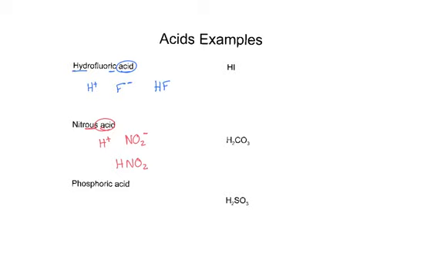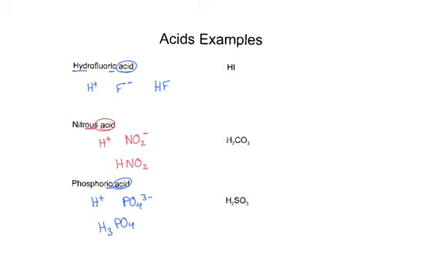Phosphoric acid. So "ic" acid without the hydro means it started with "ate," so phosphate. So phosphate is PO4, 3 minus. Acid means we have H pluses. So to make that neutral, you'd need 3 hydrogens and 1 phosphate, so it's H3PO4.